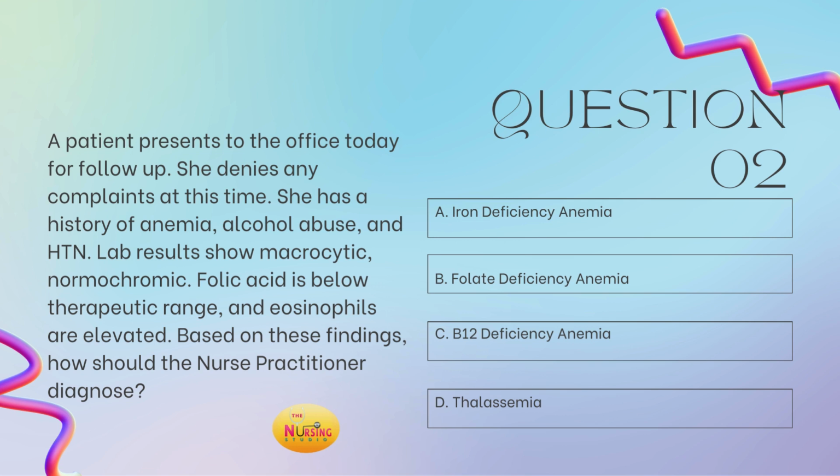All right, you guys, the stem of the question states, based on these findings, how should the nurse practitioner diagnose? When we're trying to diagnose something, we have to run it back and see what assessment findings we have. So the patient comes in for follow-up. She's denying any complaints or issues at this time. She does have a history of anemia, alcohol abuse, and hypertension. So on the assessment, the nurse practitioner notes the lab results showing macrocytic normochromic. Folic acid is below therapeutic and eosinophils are elevated.